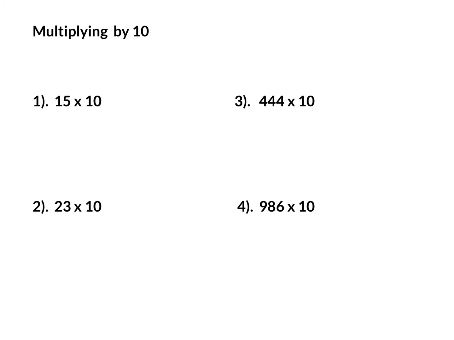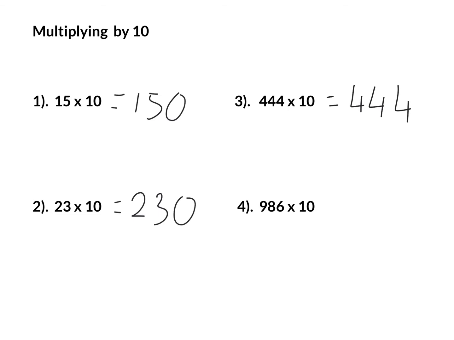Okay, so the first one, 15 times 10 is 150. Okay, remember that adding the 0 on because you made the number 10 times bigger. 23 times 10 becomes 230. It's 10 20s are 200, 10 3s are 30. 10 44s is 4,440. Okay, the 0 at the end being the difference and showing that the number is 10 times bigger.